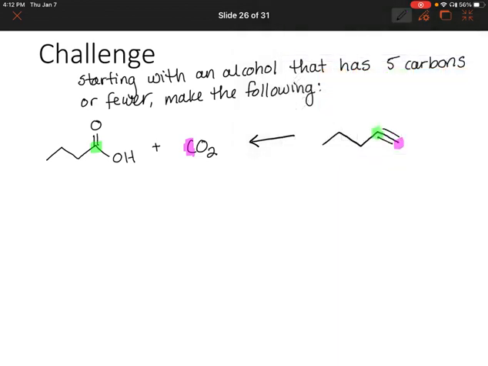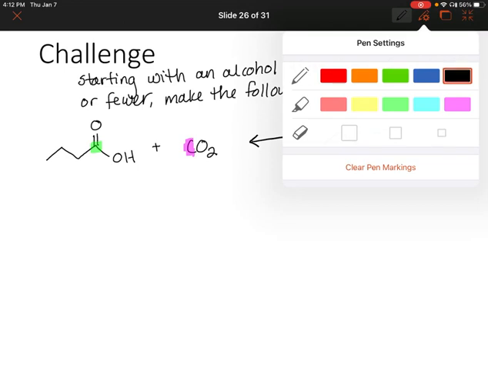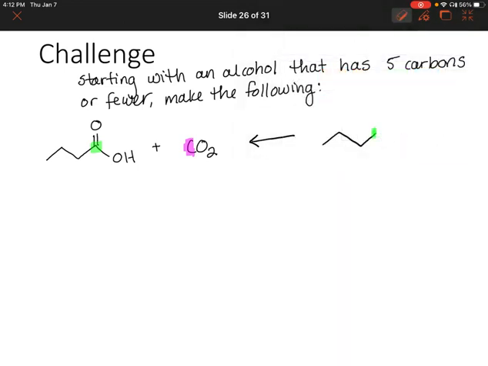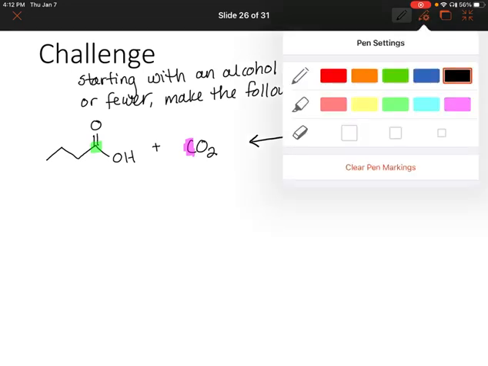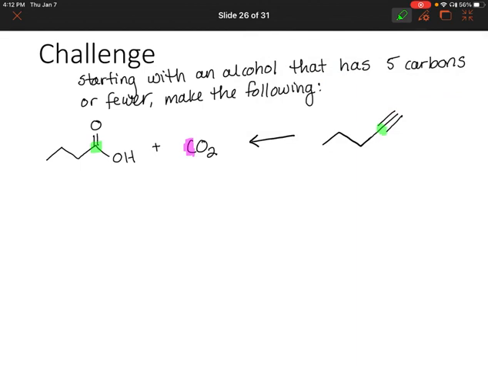Is that the correct angle for a triple bond? No, I drew that wrong. So let's redraw it. It's okay to make mistakes. So remember, triple bonds are linear. So let's redraw that. Okay. So that's probably what we started with to get these products.